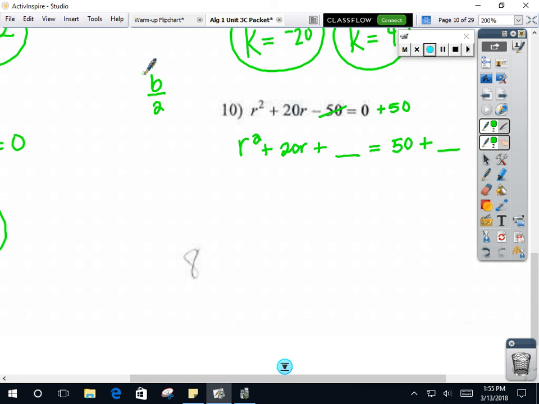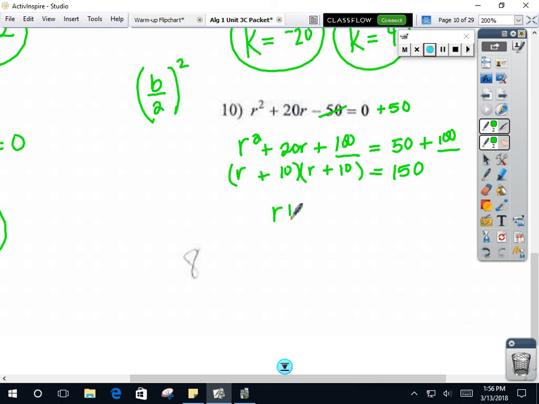B divided by 2 squared is what will fill in that blank, correct? What is your B? Divided by 2 squared. Right, so 100 is what gets filled in on both sides. The right side simply becomes 150, and the left side is now a trinomial that I can factor. And what's the easiest way to figure out the numbers? The square root of 100 is 10. 10 times 10 is 100. 10 plus 10 is 20. That's why this is called a perfect square trinomial, because they match.